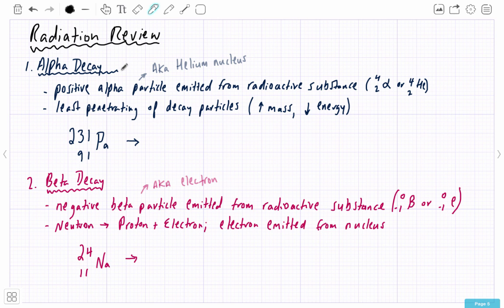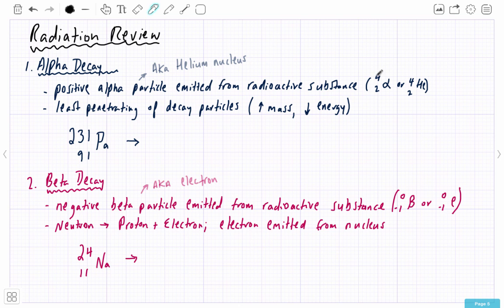We're just going to do a little bit of a radiation review here based on what we did last time. There are three kinds of decay that we talked about last class in the challenge. The first kind was alpha decay. And alpha decay is when we have a positive alpha particle, or helium nucleus, emitted from a radioactive substance.